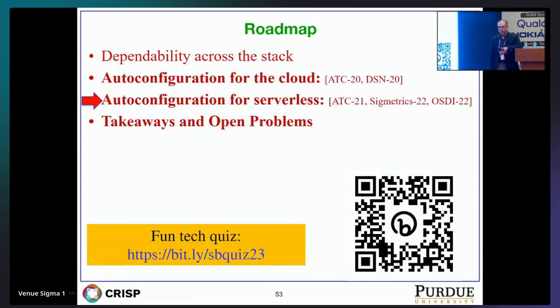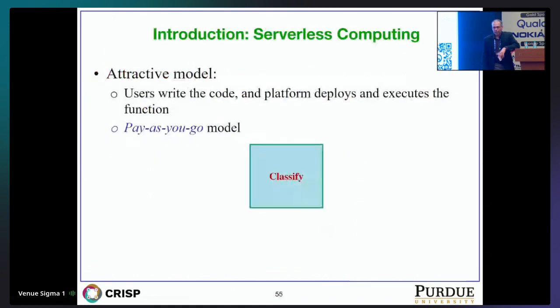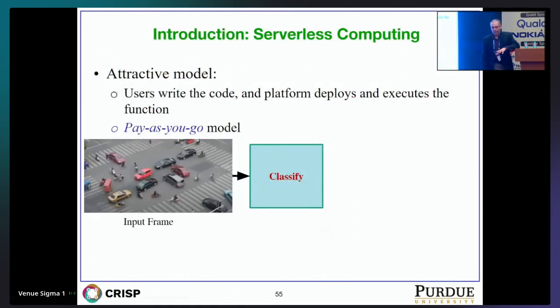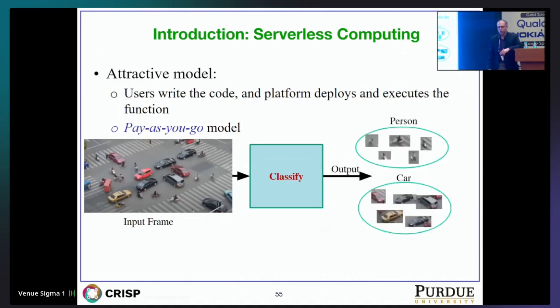All right, so I'm going to spend maybe 5 minutes telling you about another form of cloud computing where auto configuration is also very important. This is called serverless, and this is very recent work that's come out of our lab. In serverless, we have an attractive pay-as-you-go model. You don't need to rent VM instances by the hour or by the minute. You can pay for exactly the kinds of resources that you need. And these are supposed to give you very low latency output.